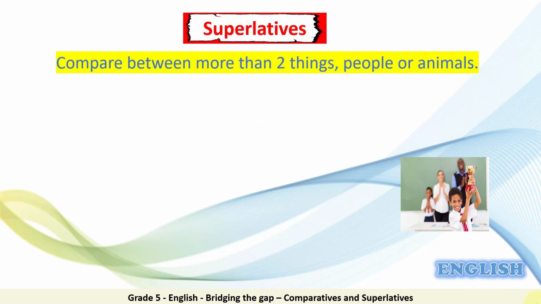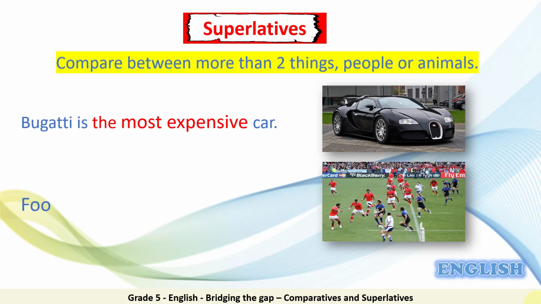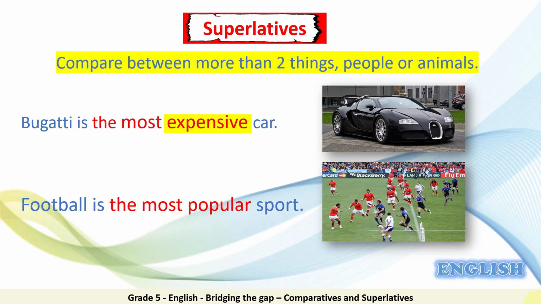Well, let's check out these examples. Bugatti is the most expensive car. Football is the most popular sport. Here we use expensive as it is. We didn't add any additions, but we used the most before it. The most expensive. And we also used the most before popular in this example.